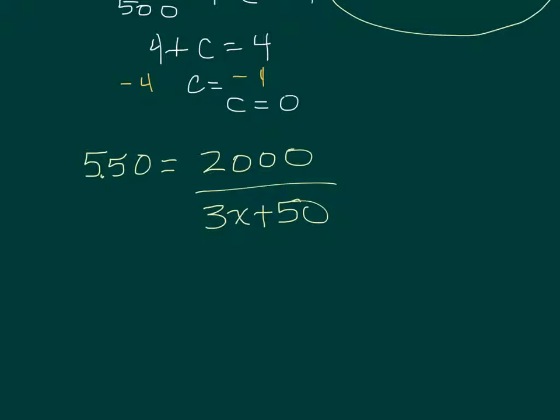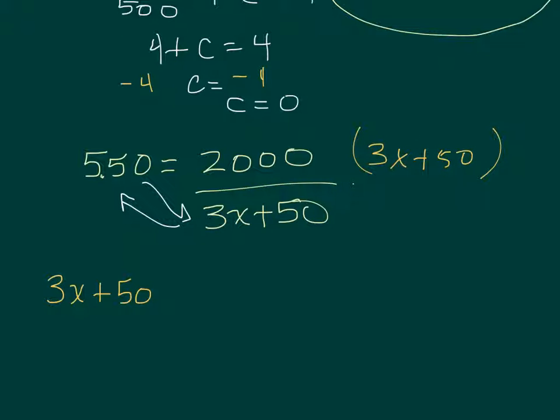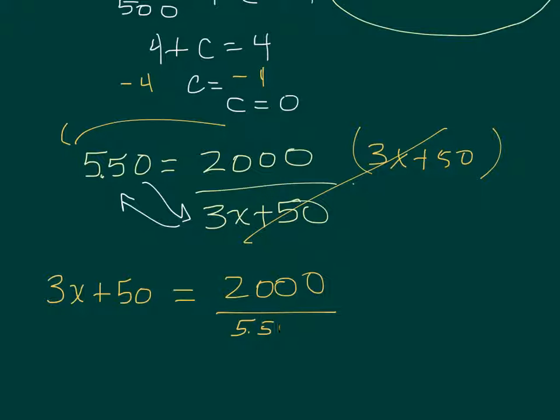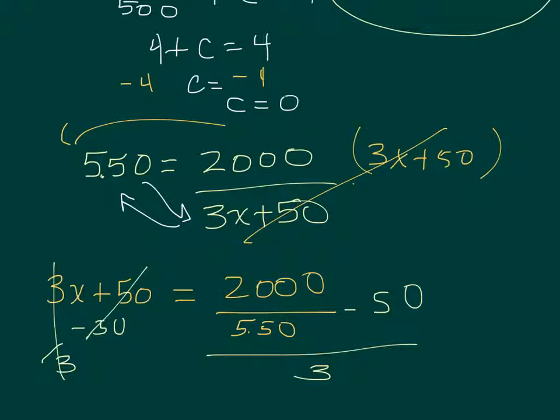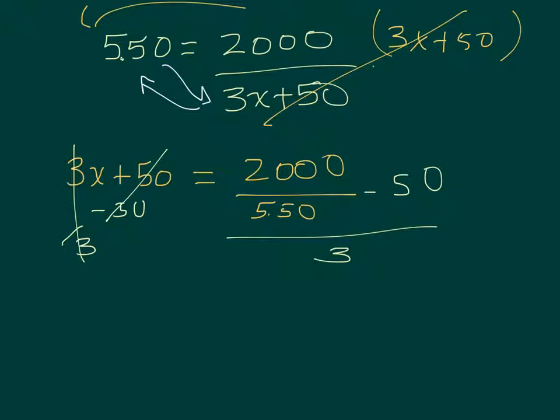Well, the easiest thing to do is kind of switch sides here, meaning I'll have 3x plus 50, because I multiplied both sides by the denominator to cancel it out, equals 2,000, and then I'm going to divide both sides by 550. Continuing on with this, I'm going to subtract 50, and finally I'm going to divide by 3. And so in other words, I'm taking 2,000 divided by 550, and I get a weird decimal, so that's why I leave it in my calculator.